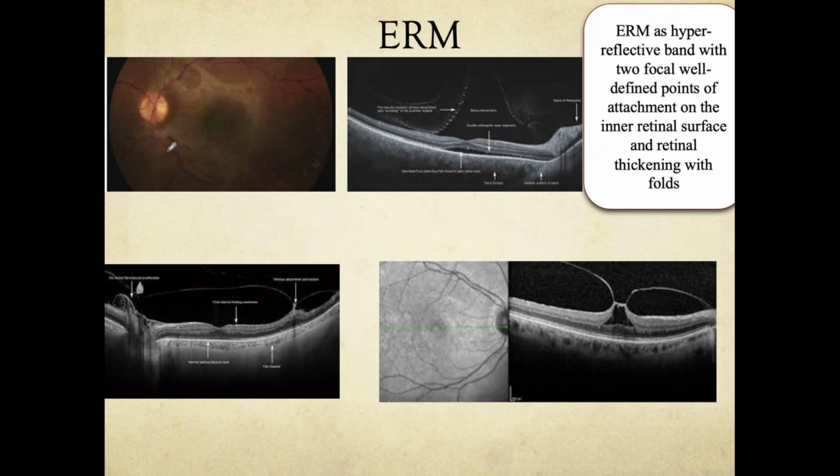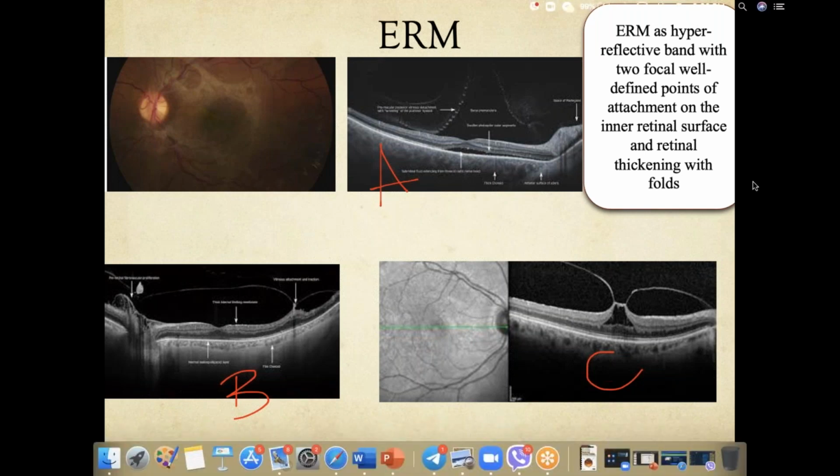Now this is an epiretinal membrane. A fundus photo is very much required, right? So what happens is there are three different images. This is A, this is B, and this is C. Which is the most vision threatening over here? A, B, C, which is the most vision threatening?